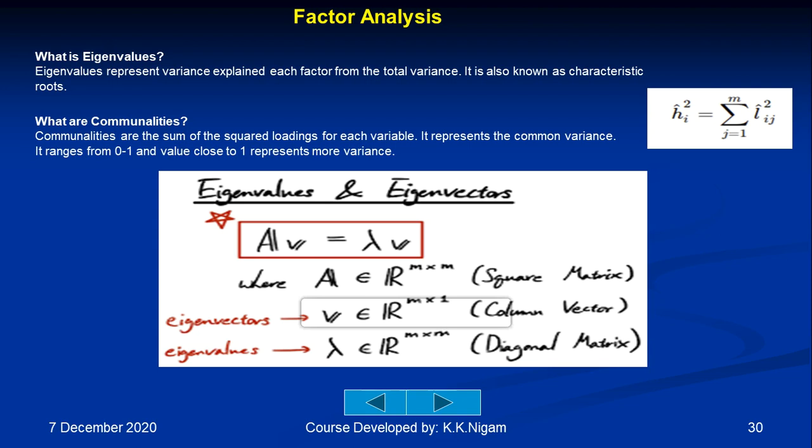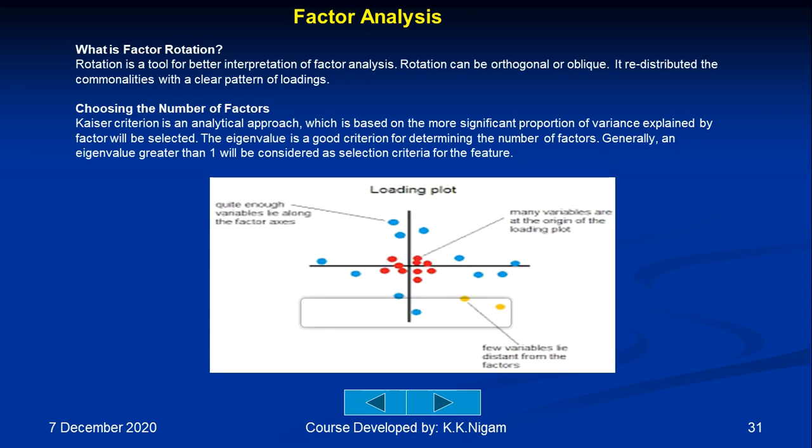What are communalities? Communalities are the sum of the squared loadings for each variable. It represents the common variance. It ranges from 0 to 1, and a value close to 1 represents more variance. So this is the formula for that. What is factor rotation? Rotation is a tool for better interpretation of factor analysis. Rotation can be orthogonal or oblique. It redistributes the communalities with a clear pattern of loadings.